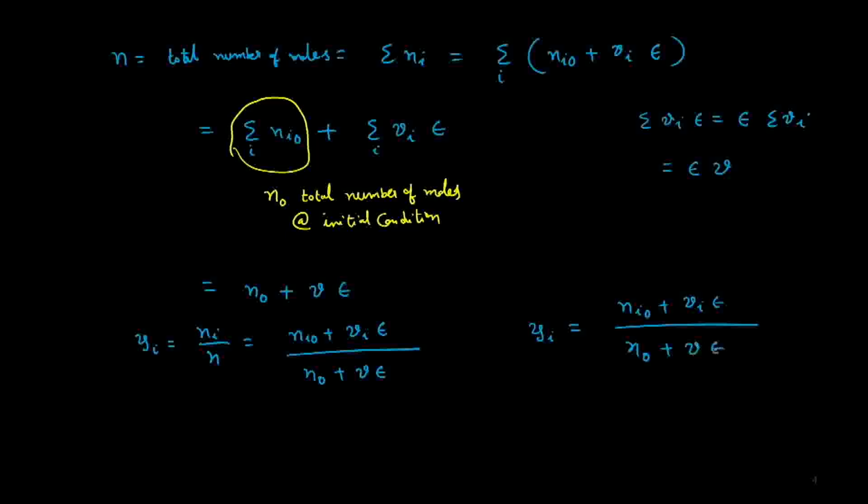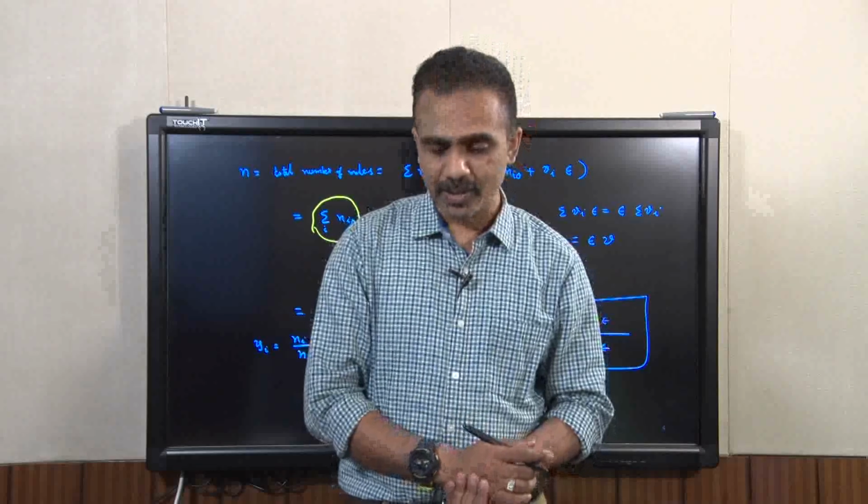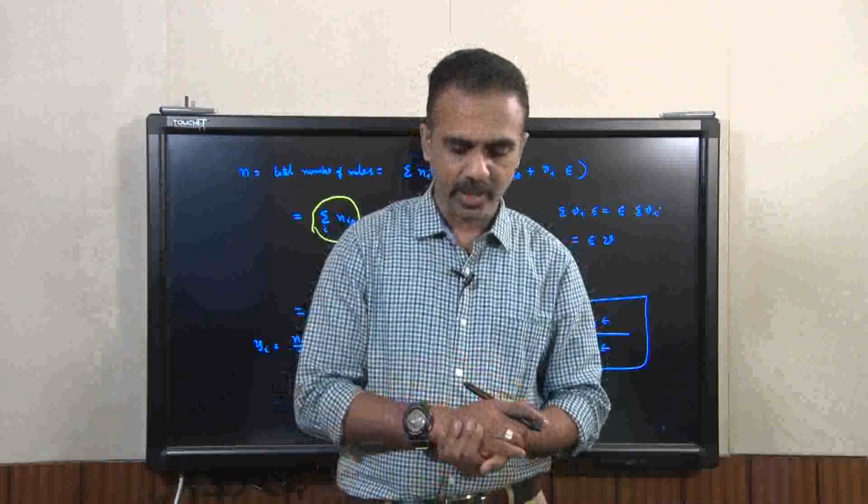And we know what each of these terms are, right? Ni naught is the initial number of moles for I. N naught is the initial total number of moles. Nu I is the stoichiometric number for I. Nu is the total stoichiometric number, which is sigma nu I, and epsilon is the reaction coordinate. So once I know epsilon, I can calculate the mole fraction at any point in time during the course of a particular reaction. This is for a single reaction.